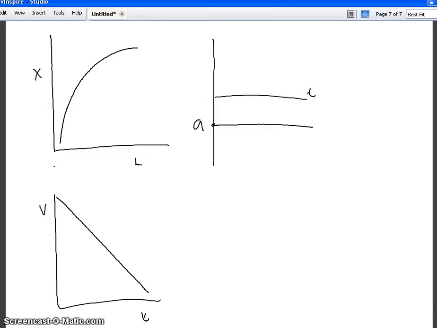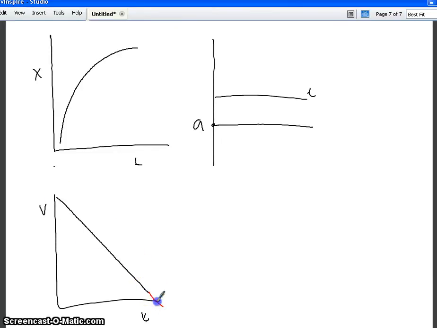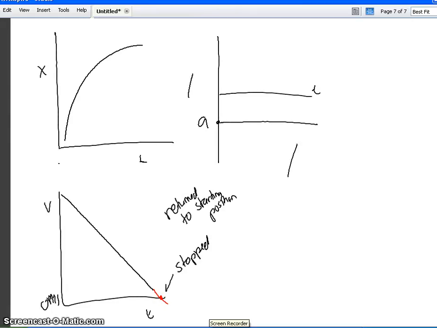Okay. And I want to point out a couple things about these graphs right here. Notice here the velocity is about to cross the origin, right? The velocity is about to cross the origin right there. When the velocity crosses the origin, that means this object is stopped. That means at 0 meters per second, okay? It did not return to starting position.